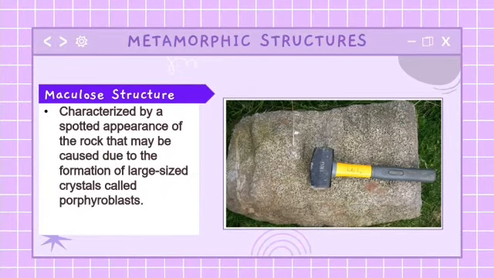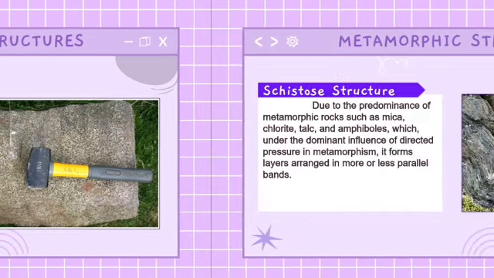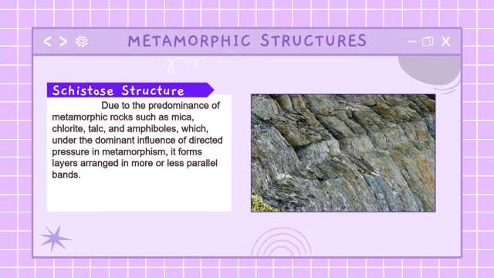The next one is maculose structure. These structures are characterized by a spotted appearance of the rock that may be caused by the formation of large-sized crystals called porphyroblasts. So, if you look at the picture, you can see the spots, the black spots.